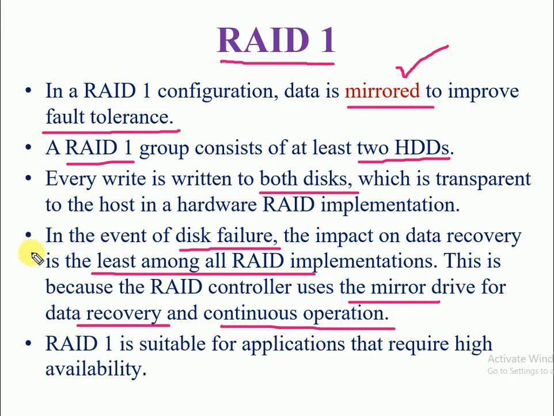So RAID 1 follows mirroring by keeping a duplicate or secondary copy of the same data. It is suitable for applications that require high availability. Whenever the data is a must, in that situation we can utilize the RAID 1 configuration.